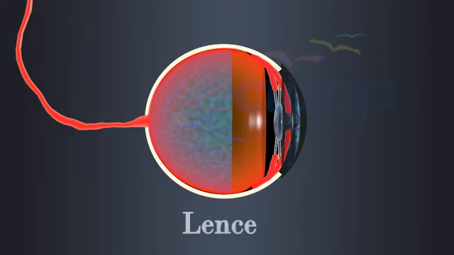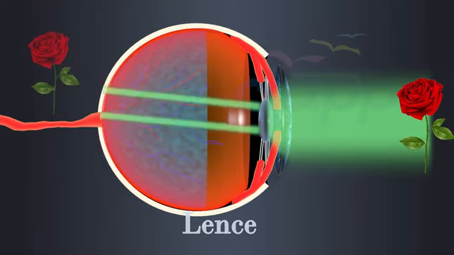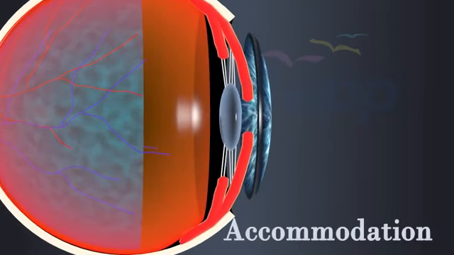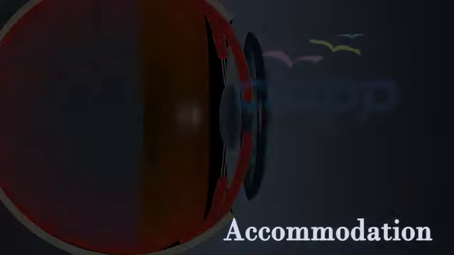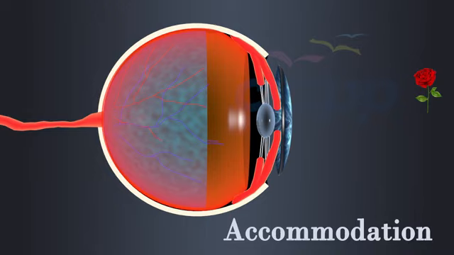Lens. A lens is a clear, flexible, transparent and biconvex structure located behind the iris. It's responsible for focusing light onto the retina, allowing you to see objects clearly. One of the lens's remarkable abilities is accommodation. It can change its shape to focus on objects at different distances. When you look at something up close, like reading a book, the lens becomes thicker and more curved. And when you gaze into the distance, the lens becomes flatter.